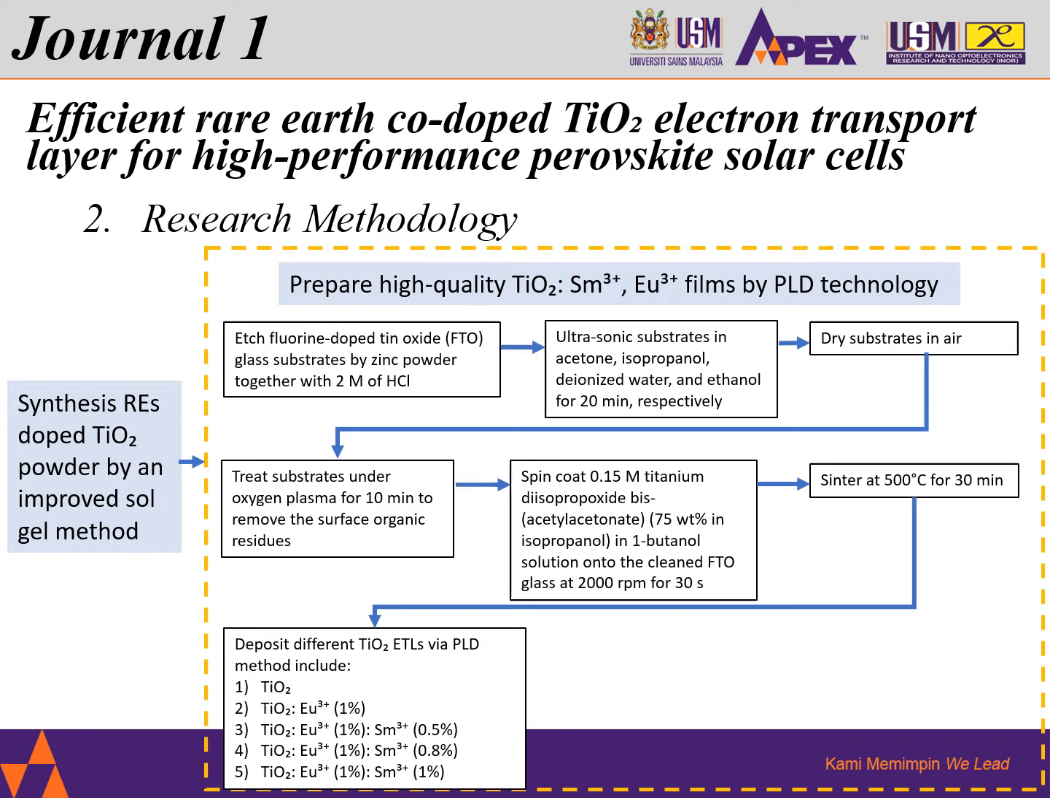A few samples are prepared in the experiment. As you can see, there are 5 different combinations, where the first one is only TiO2 itself, and the second sample is TiO2 with Eu doping at 1% concentration. The third sample is TiO2 with a combination of Eu at 1% concentration and Sm at 0.5% concentration. The fourth sample has the same combination, just that the Sm concentration is revised to 0.8%. Lastly, the fifth sample is prepared with an Sm concentration of 1%.